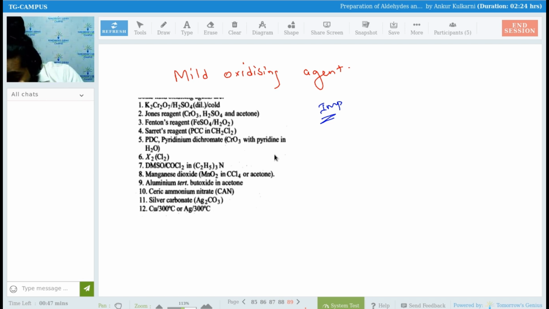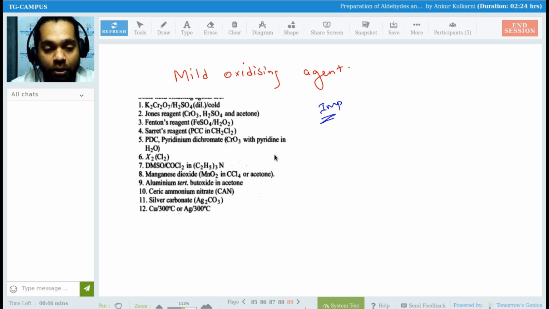This will convert your alcohol to aldehyde or ketone. Primary alcohol, aldehyde. Secondary alcohol, ketone. Write it down and tell me done when it is done.